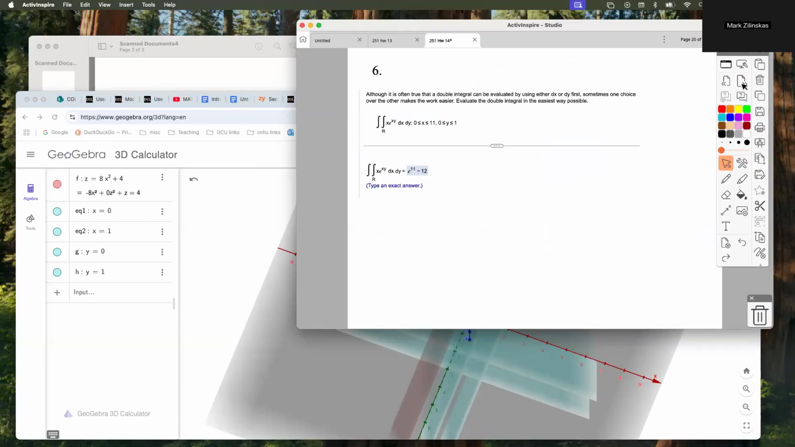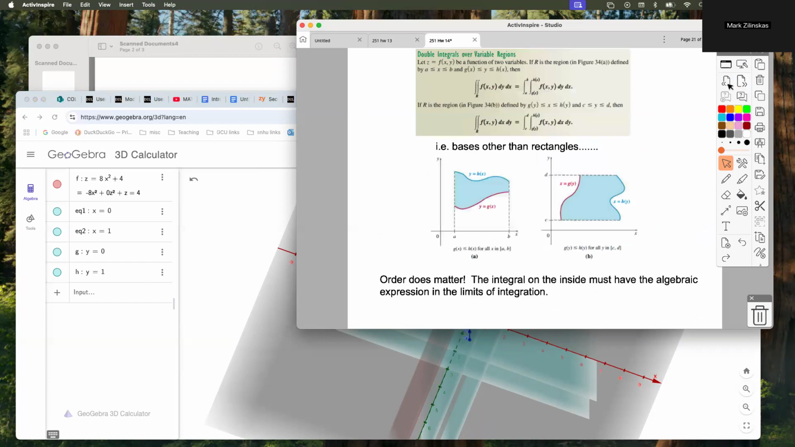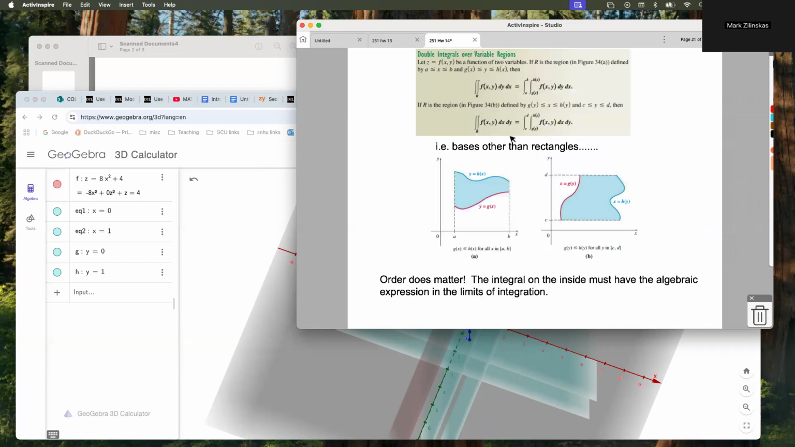We're going to skip that one again. Now we're going to talk about integrals over different types of regions. In the last example, the base on the floor in the XY plane was formed by a rectangle. Now what we're dealing with is an irregular object. Order is going to matter here, and we have to make sure of what we have as our functions.